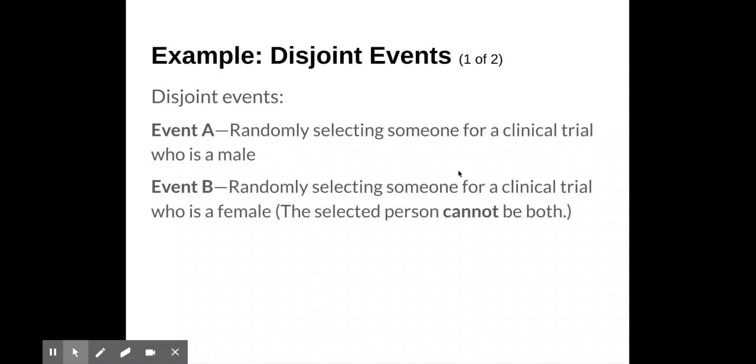Okay. So if we look here at this example, we have randomly selecting someone for a clinical trial who is male as event A, and event B is randomly selecting someone for a clinical trial who is female. These two events are disjoint because people cannot be both male and female. Now, we're going to move beyond any sort of social discourse about this. We're just standing with standard scientific binary gender identity here.